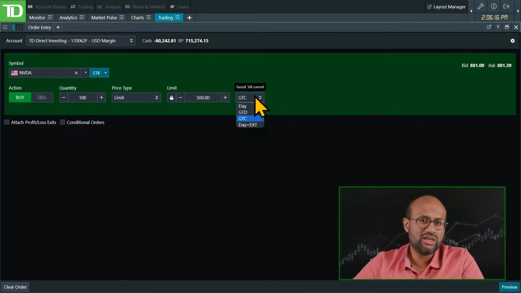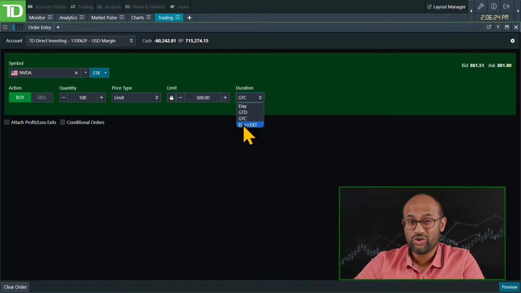Now, in addition to this, we also have another time frame that's available to us. Notice this right here, day plus extended hours. If you recall, I mentioned earlier that you are able to trade certain US securities that are traded on major exchanges in pre and post hours. So as early as 8 a.m. Eastern time with us here at TD Direct Investing, and it goes right up until 7 p.m. Eastern time after the normal market session closes at 4 p.m.